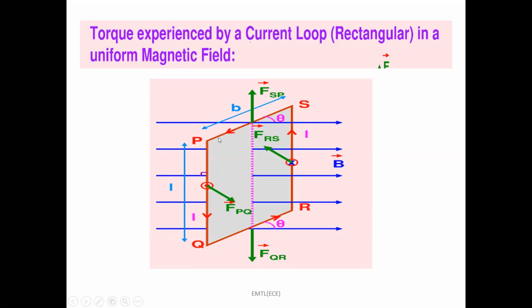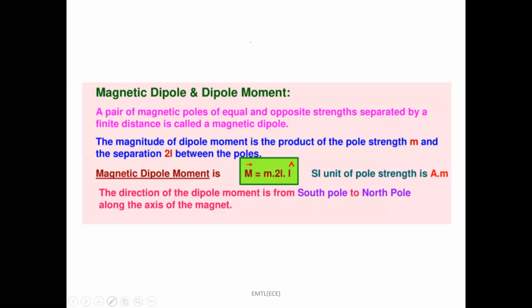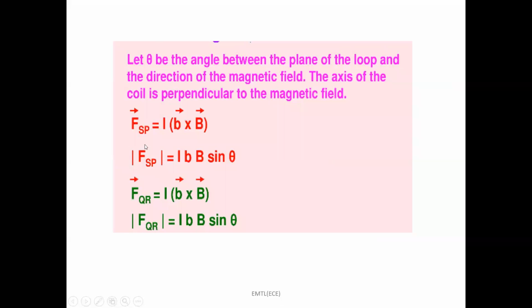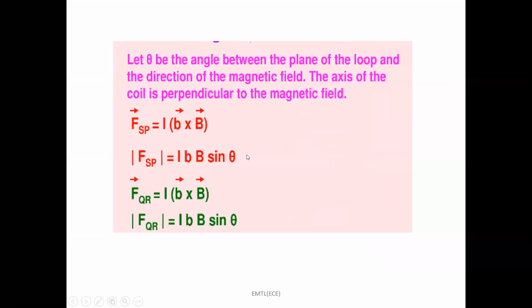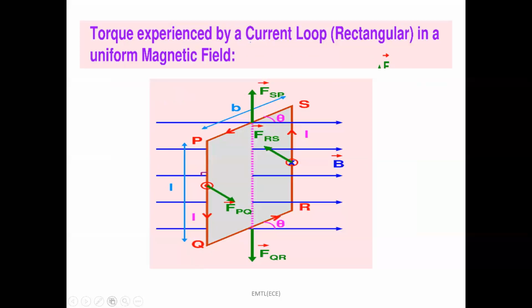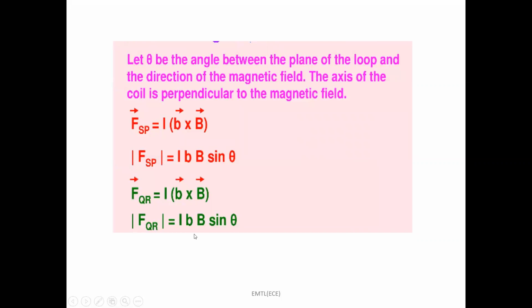Here we have to take the current loop in two parts. One is along the SP direction. When you observe, this is the SP direction. This SP direction length is taken as B. Now the force experienced by this SP direction is represented as I B, capital B sin theta. In a similar manner, the force on QR is also equivalent, which is equal to I B, capital B sin theta.